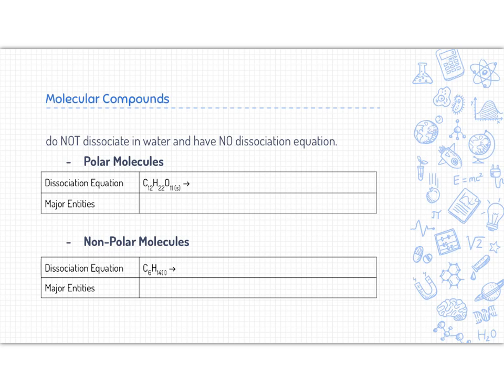Molecular compounds don't dissociate in water, ever. They will not create ions. The only molecular compounds that could were our acids themselves. So for any dissociation equation of a molecular compound, we will say that there is no equation for either of these. Doesn't matter what kind of molecular compound there is. The only thing that could change is the major entities. So we know water is present because I'm trying to dissolve everything in water.